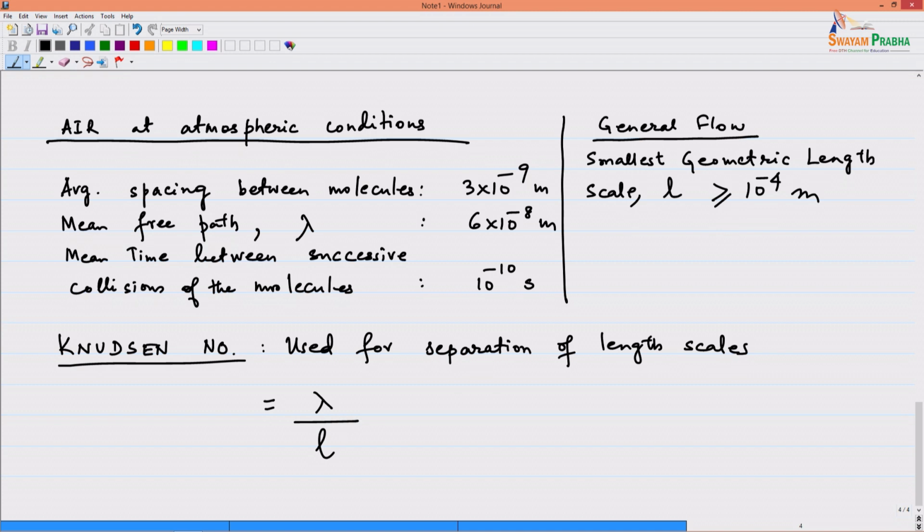So, this is the mean free path, right. This is the mean free path, which is basically the path which is traveled by a molecule between successive collisions. I am trying to remember, if I am wrong, correct me. Okay. So, this is the mean free path.